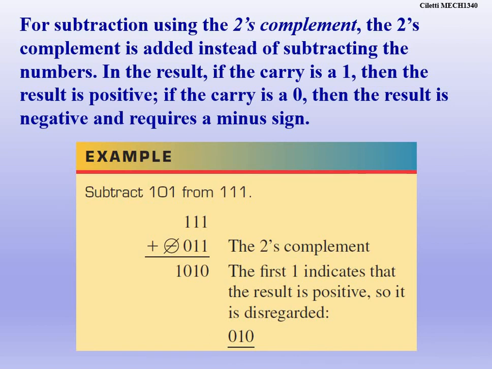Okay, when we are using the two's complement for subtraction, even if there's a carry at the end, when you get that final number, if there's a 1 in front, you disregard it, and the number is positive, and the solution is 010.